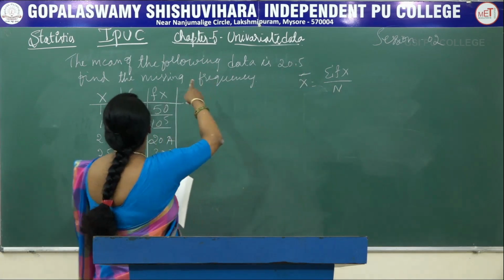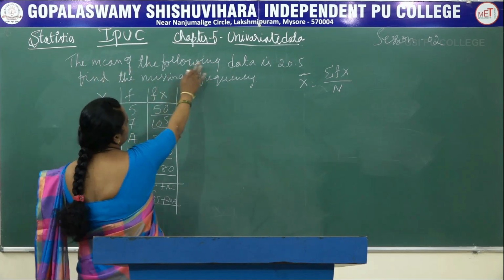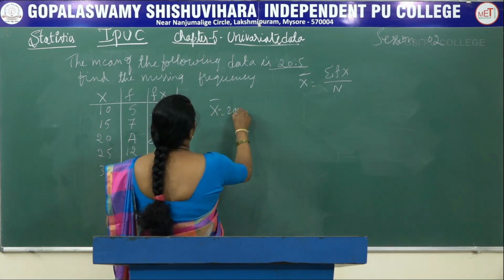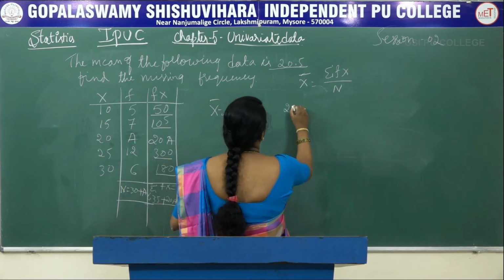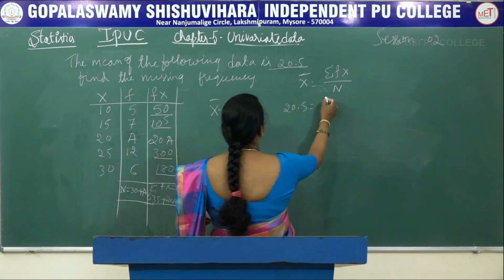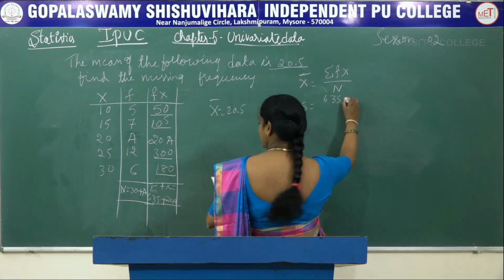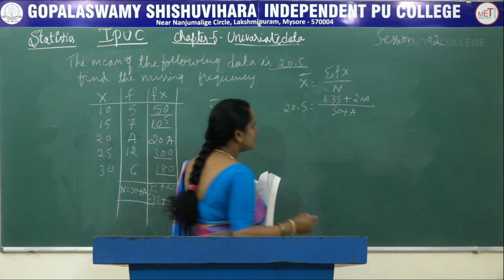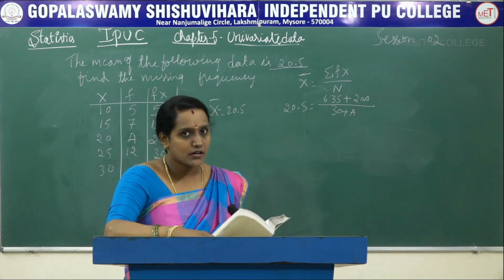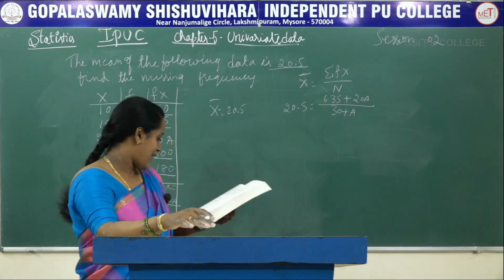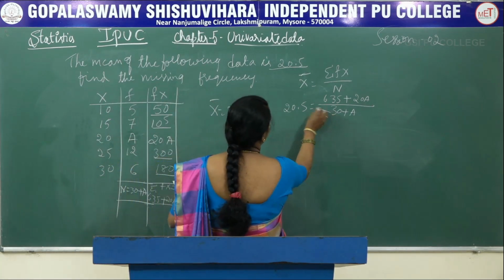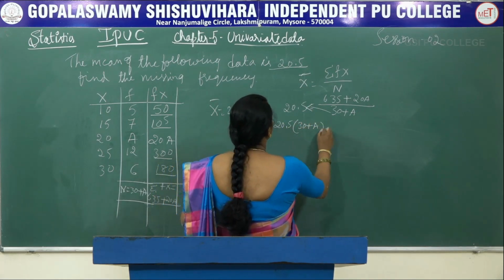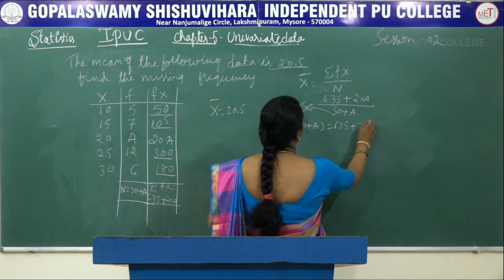And here in the problem only, the mean of the following data is 20.5. That is, our x bar value is 20.5. Substitute that. This is 20.5 is equal to summation of fx, that is 635 plus 20A, and n is equal to 30 plus A. So we have to solve this equation to find A value. First, you just take the cross multiplication of this. This is 20.5 into 30 plus A is equal to 635 plus 20A.